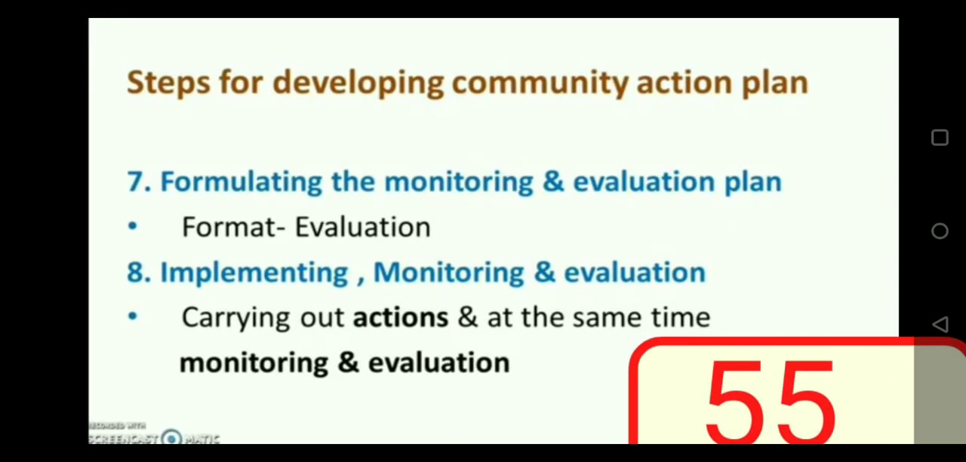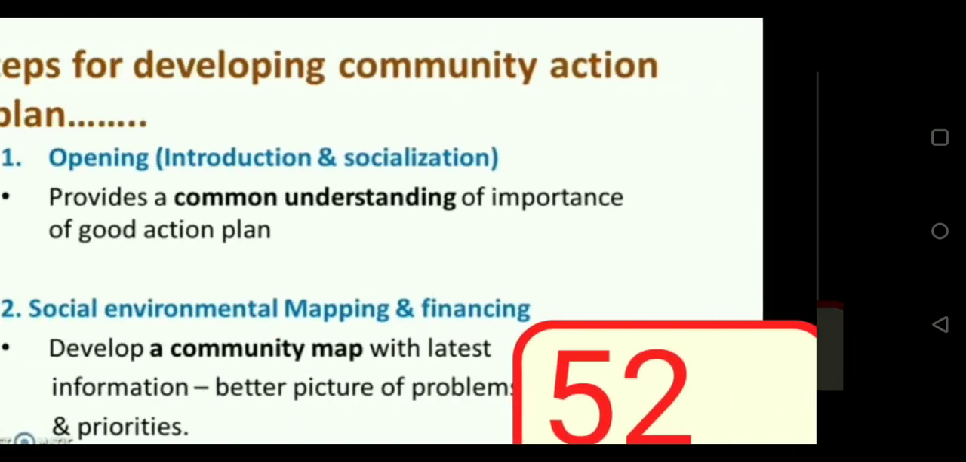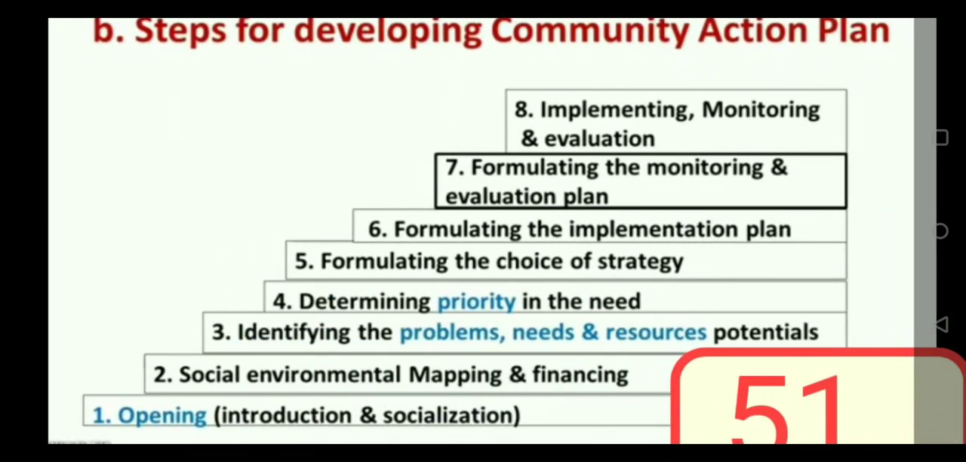So that's about the steps. We'll go over them once more. There are 8 steps: opening, then social environment mapping and financing, identifying the problems, needs and resource potential. Fourth one, determining the priority in needs, and fifth, formulating the choice of strategies. Sixth one, formulating the implementation plan. Seventh one, formulating the monitoring and evaluation plan, and eighth one is implementing, monitoring and evaluation.